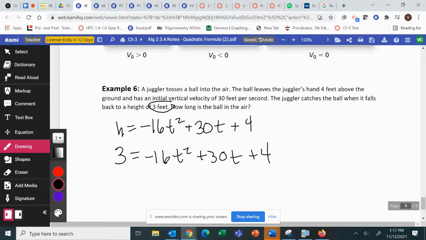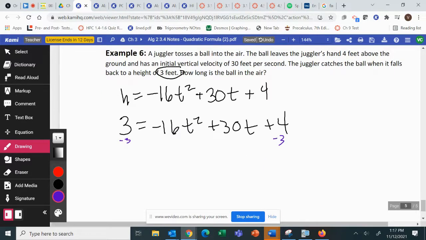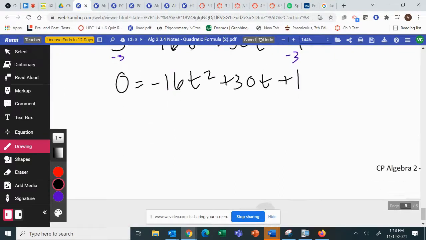Because there's a 3 on the other side, I'm going to go ahead and subtract that. And so I will be solving 0 equals negative 16t squared plus 30t plus 1. And when I go through what methods I want to use to solve it, because it starts with a negative 16, I'm just going to do quadratic formula. All right? You guys ready?